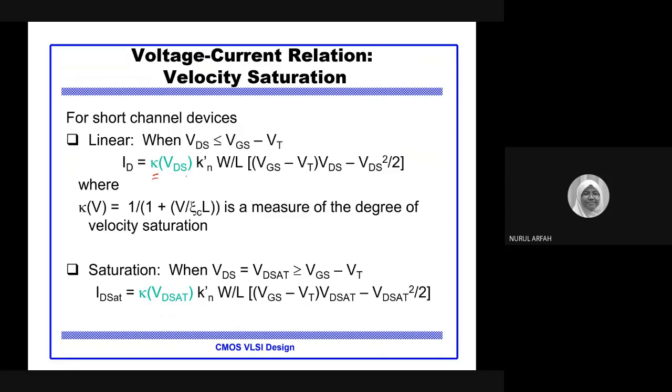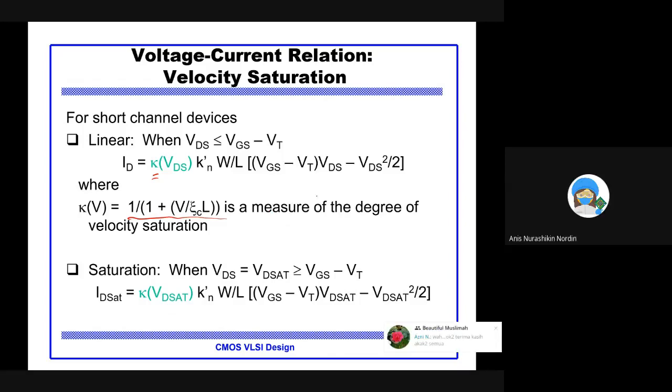Kappa to the voltage, right? So this is a measure for velocity saturation, 1 over 1 plus V over the electric field of the carrier times the length of the channel. If you see that, the current, the one without the green, all the ones in black, is the normal linear current equation.